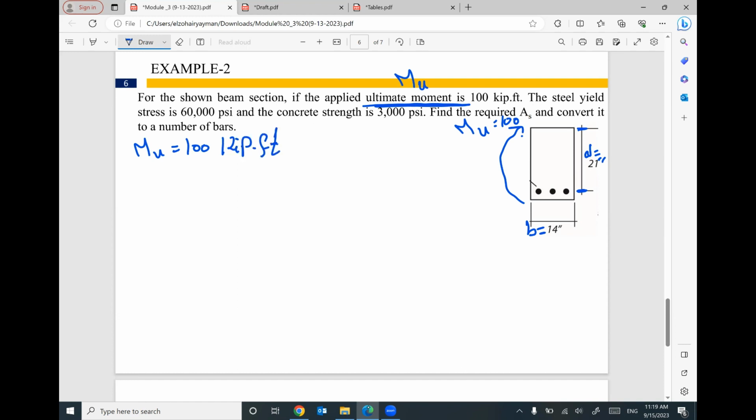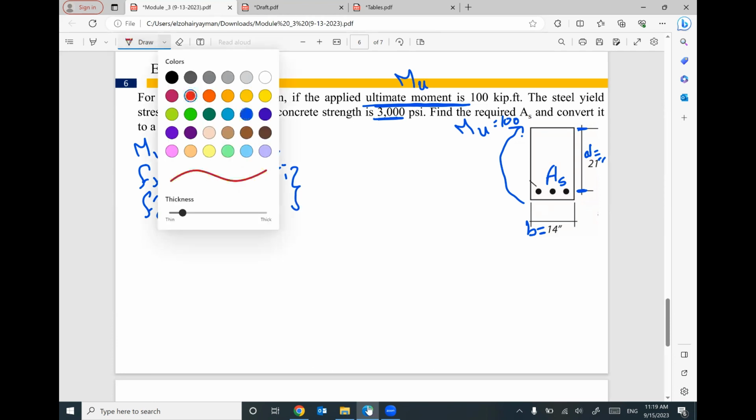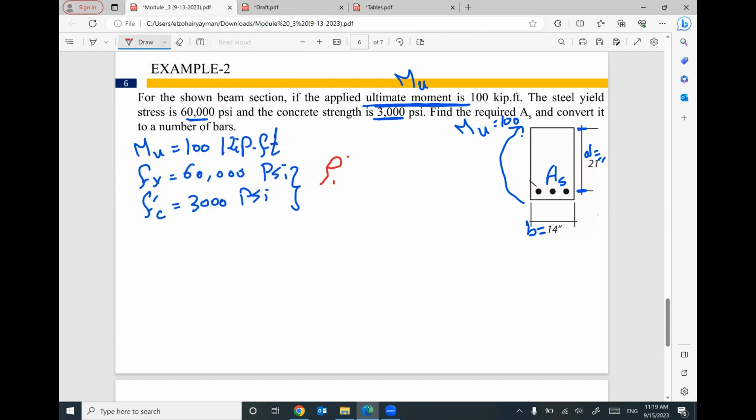And we are given the steel reinforcement F yield equal 60,000. And the value of F prime C, compressive strength of concrete, F prime C equal 3,000 PSI. If you would like, before starting to figure out how much area steel we need, from these two values, F prime C and F yield, I can tell you what is the value of rho minimum, what is the value of rho maximum.